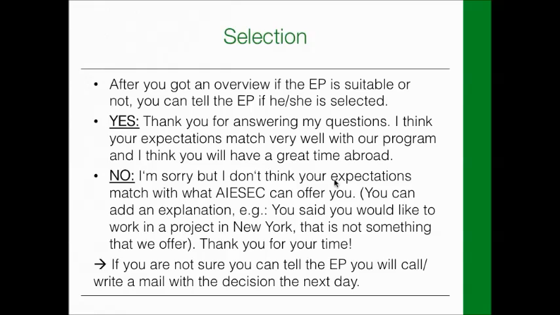And if not, this can usually be seen very easily just because the expectations of the EP just don't match with what ISAC offers. And if the EP, for example, wants to go work in a project in New York, you can just say right away when the EP says that this is not something that we can offer, and explain the program that we do have. Maybe the EP is interested in that, and if not, you have to let the EP know that he will not be able to go abroad with us.